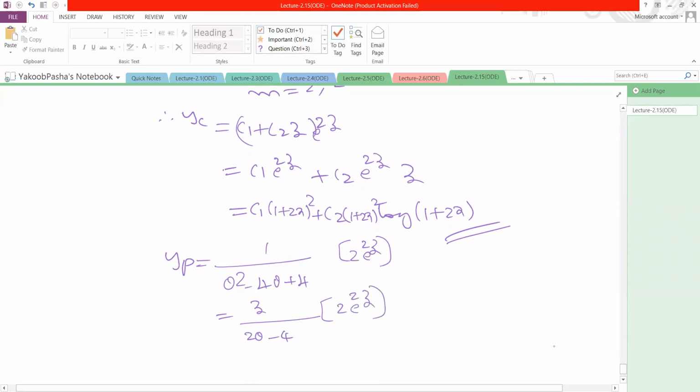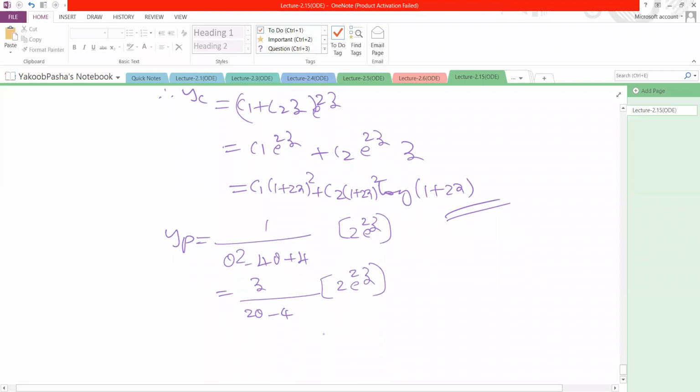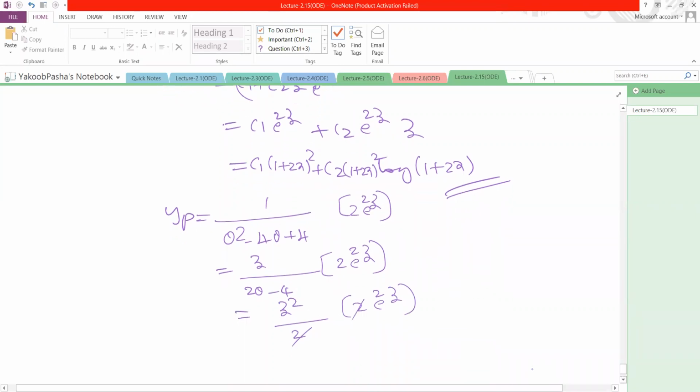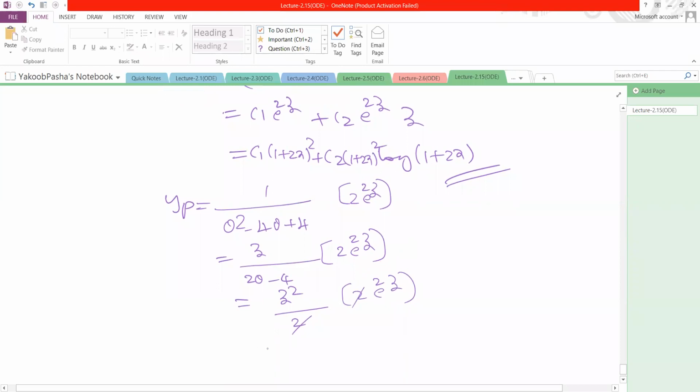Again the denominator is 0. So we can write z again in the numerator. That is z square by 2 into 2 e power 2z. The 2 will be cancelled. So this is the particular integral: z square e power 2z. e power 2z means 1 plus 2x whole square, and z square means log of 1 plus 2x whole square.